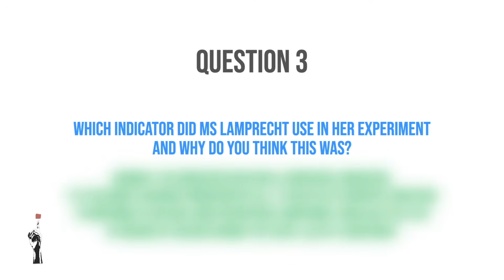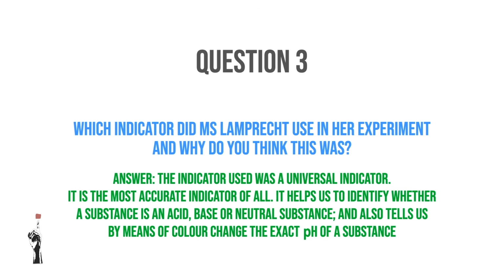The indicator that was used is called an universal indicator. It is the preferred indicator to use because of its accuracy. Not only does it indicate whether a substance is an acid, base, or a neutral substance, it also tells us the exact pH by means of a color change.